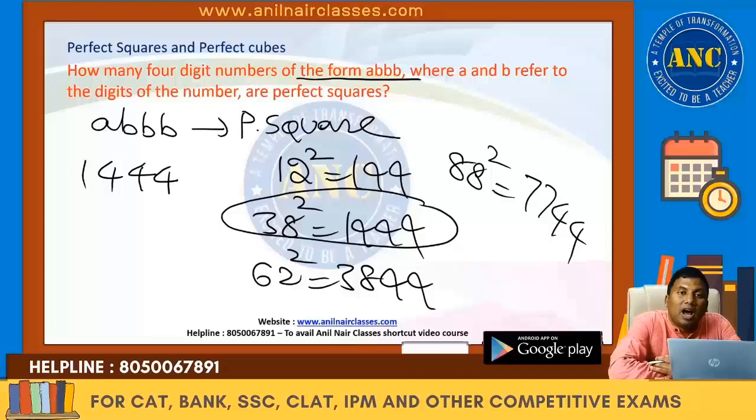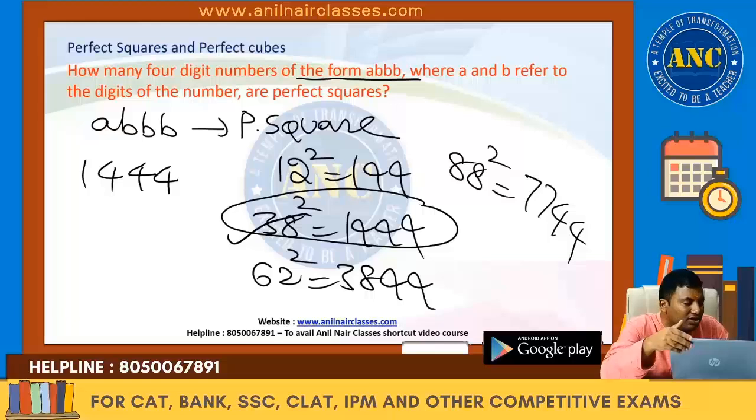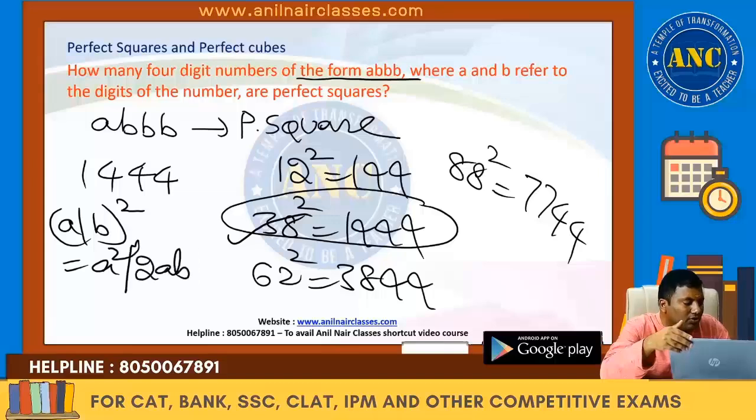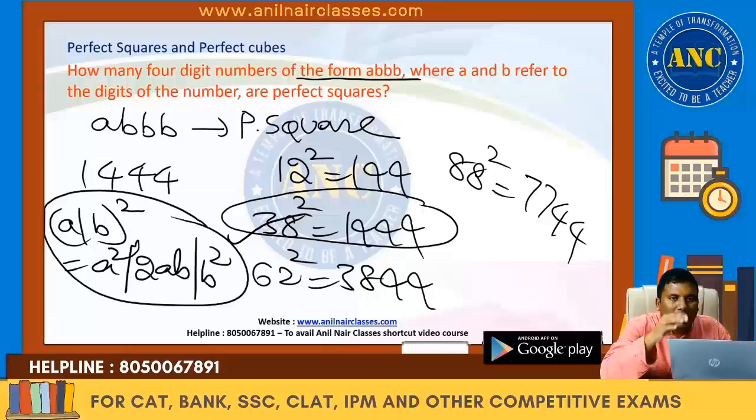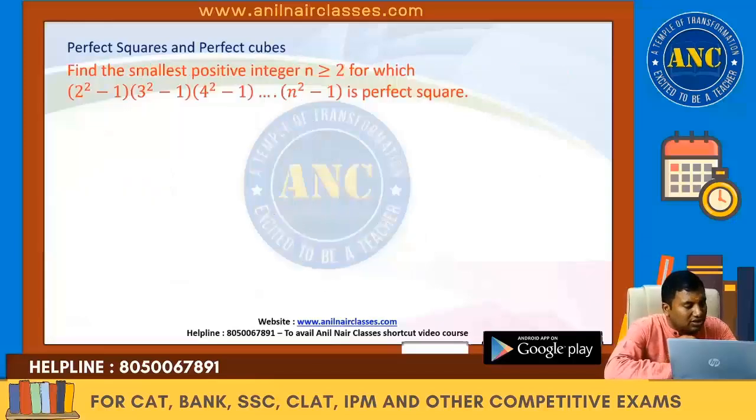Please search for 'how to find the square of a number by Anil Nair' so that you will find these calculations very, very fast. Those of you who want to know how I did it fast, I used the logic of finding the square of a number as (a plus b) whole square, which is a square plus 2ab plus b square. This logic I used. I hope it is clear. Please watch that video so that you will understand multiple ways to find the square of a number. All the questions that we discussed are nothing but perfect squares logic.